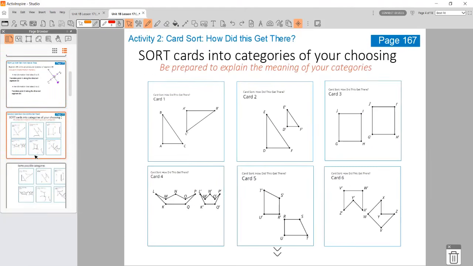All right, then in activity 2 that starts on page 167, you are going to get a set of cards, or you can just use the ones on the screen if you're just doing this as a video lesson. If you were in class and you had cards, that's fine.